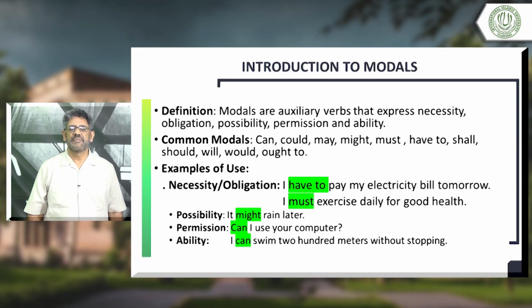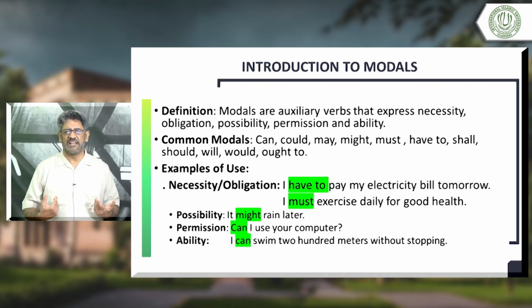Necessity, obligation. I have to pay my electricity bill tomorrow. I have to. This is showing some necessity, some obligation. I must exercise daily for good health. I have to pay my electricity bill. I will explain this to you. You see, this is my obligation. This is the law. This is what the electric department is telling me to do because I am using a facility. I must exercise daily for good health. I'm saying something very strongly to myself. You see, this is necessary for me to survive, to have good health.